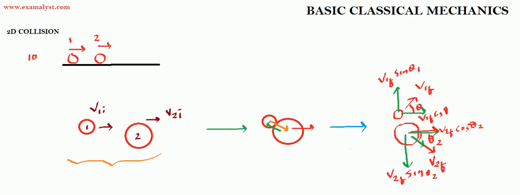Now I'll use some colors. Yellow will be for ball number 1. You see, ball number 1 has two components: v1f sin theta 1, that makes the ball move up, and v1f cos theta 1, that makes the ball move in the forward direction. Now sky color, v2f cos theta 2, is responsible for ball number 2 moving in the forward direction, and v2f sin theta 2 is responsible for the ball moving downward, in the minus y direction. So imagine this is the y direction, and the lower one is the minus y direction.